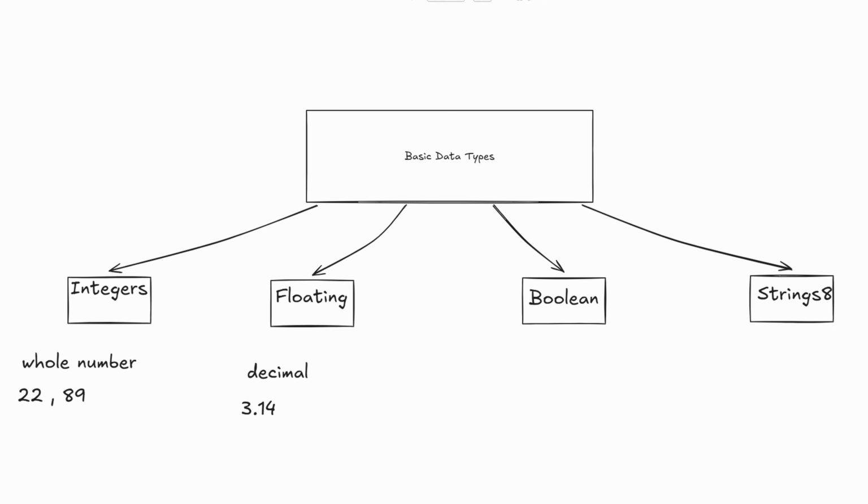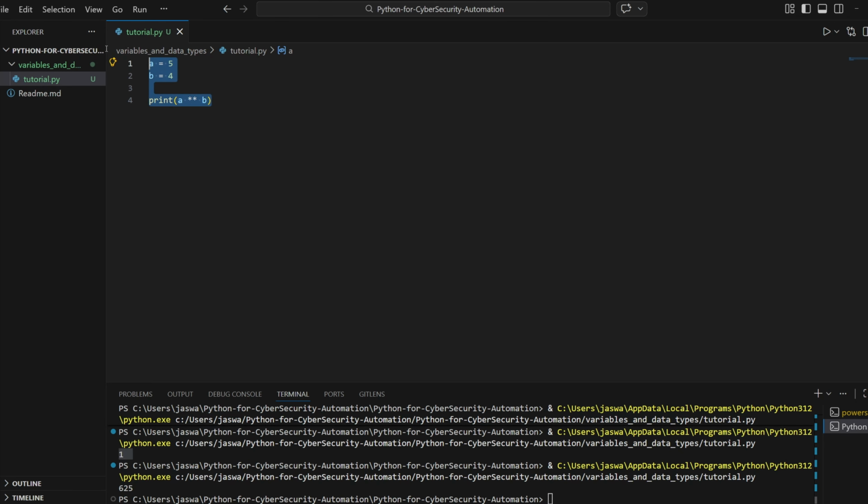Let's go back to the board. Then we have the Booleans. The Booleans are used to convey true or false values. You can have something like is_admin equal to true. Now, it can be a Boolean variable where the values are either true or false, whether this person is an admin or he is not.